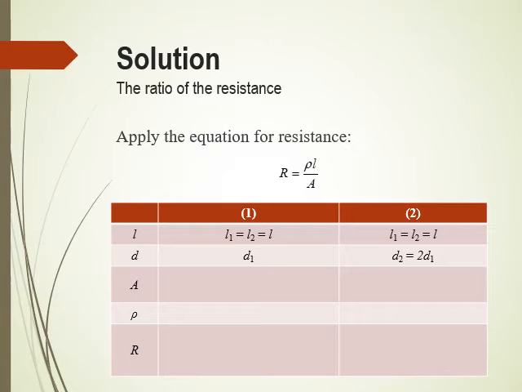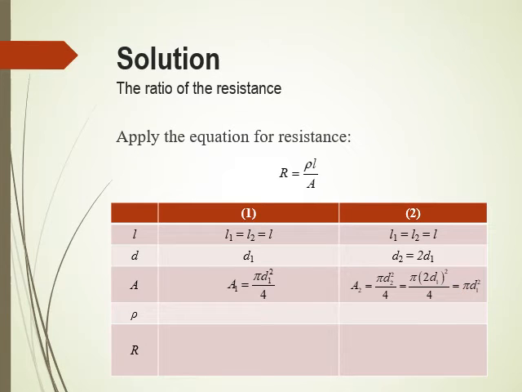So for set 1 of the data, A1 equals pi D1 squared over 4, whereas for set 2, A2 equals pi D2 squared over 4. Now substitute D2 as 2 D1 and eventually you will get A2 equals pi D1 squared.